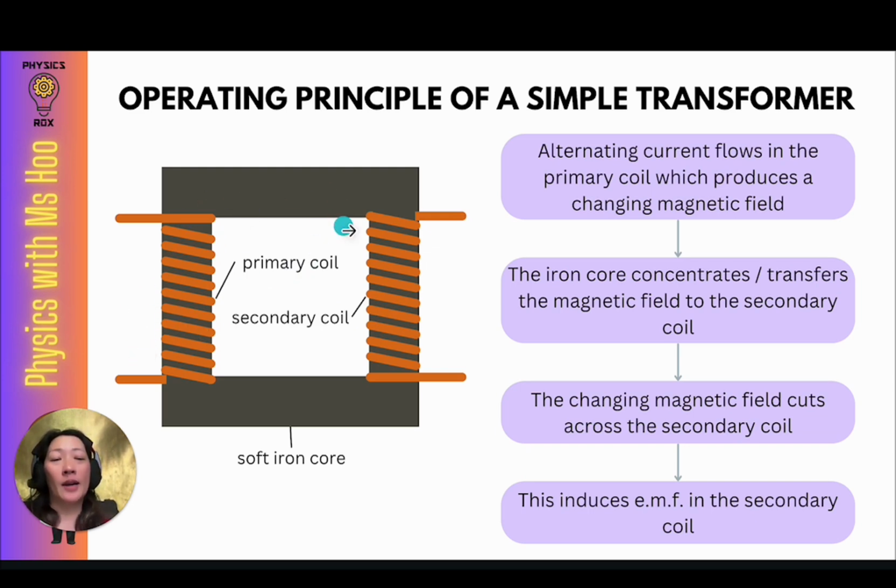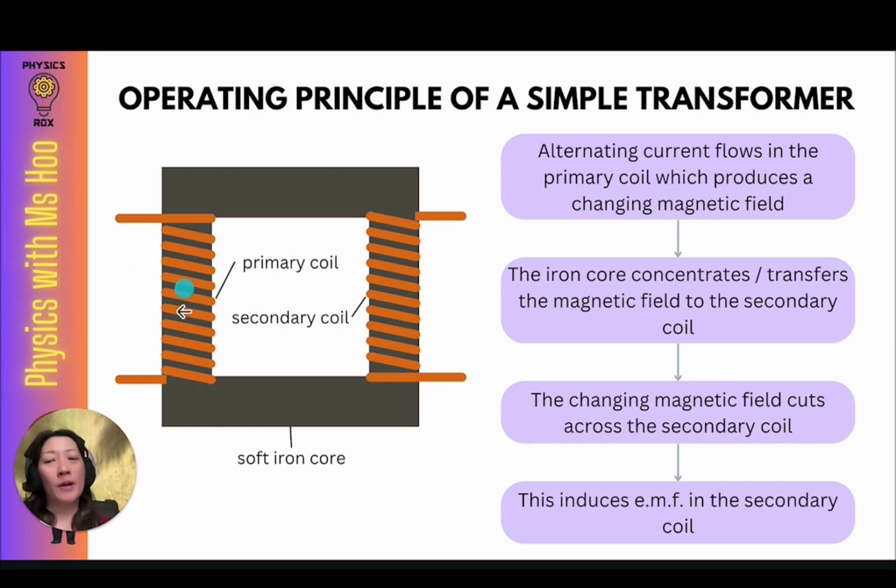The purpose of the iron core is to help concentrate or transfer the magnetic field from the primary coil over to the secondary coil. The changing magnetic field would cut across the secondary coil, which then in turn induces electromotive force in the secondary coil.